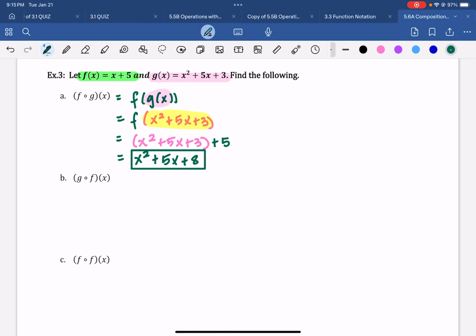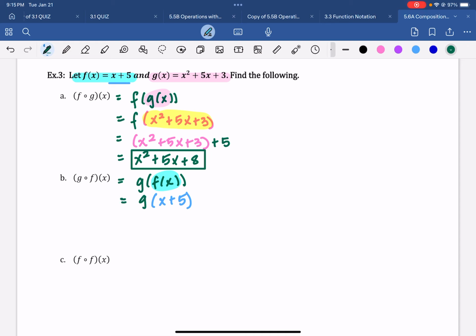All right, on this next one, we're going g circle f of x, which is g of f of x, and you always start inside and work your way out. So I'm seeing an f of x in here, so I'm going to start with that, replace f of x with everything that it is, which is x plus 5. And the g is still outside, haven't done anything with that yet.